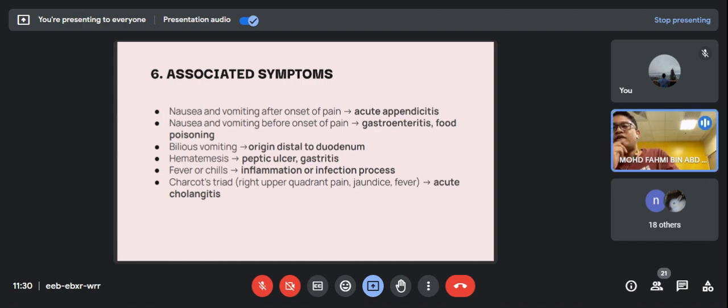Sabar dulu. Bilious vomiting tu you say distal to duodenum, maksudnya dekat jejunum lah. Distal to the duodenum, after duodenum kan. After duodenum is jejunum lah. You mean there must be something beyond duodenum, kat jejunum baru dapat bilious vomiting. You can agree or disagree lah. Because you read kan, you kena explain kat kawan-kawan.